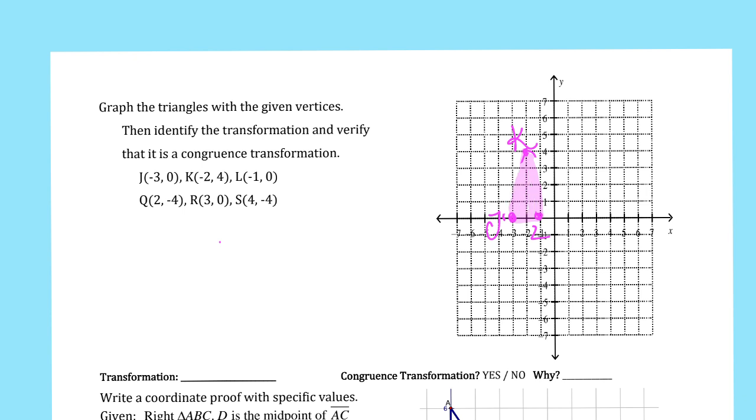I shaded it in, but maybe I can make it a little better looking. Okay, it's kind of okay. And then our next one, we've got to do Q, which is 2, -4. It's a good idea to label them with their points. R is 3, 0. And then S, which is 4, -4.